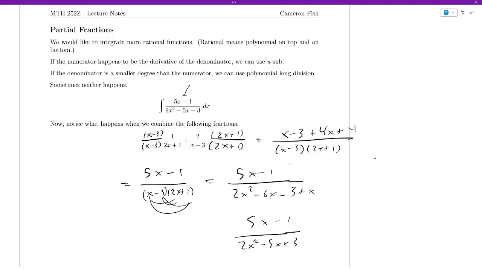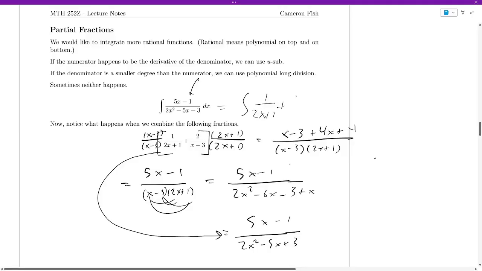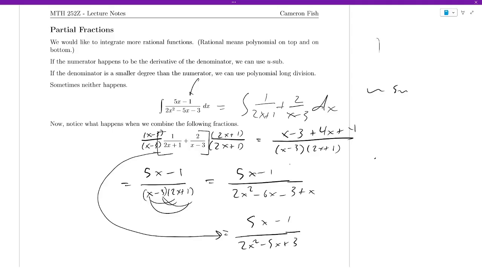Okay, so what happened here? Why did I do this? By doing some algebra, we showed that this sum of two fractions is in fact equal to this guy. Our goal was to do the integral of that guy. So the integral of that guy is the same thing as doing the integral of these two fractions. And those fractions are easier to integrate. These are both u subs, so you can try u sub on those.